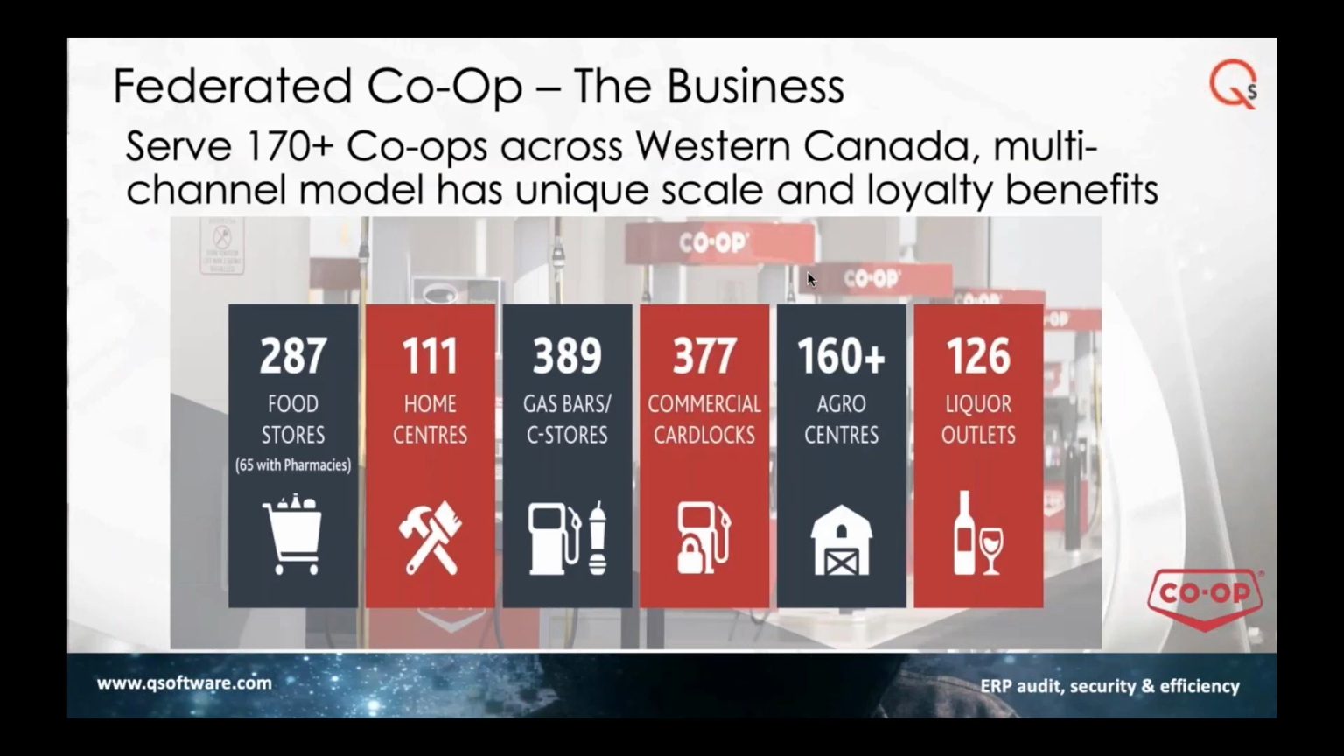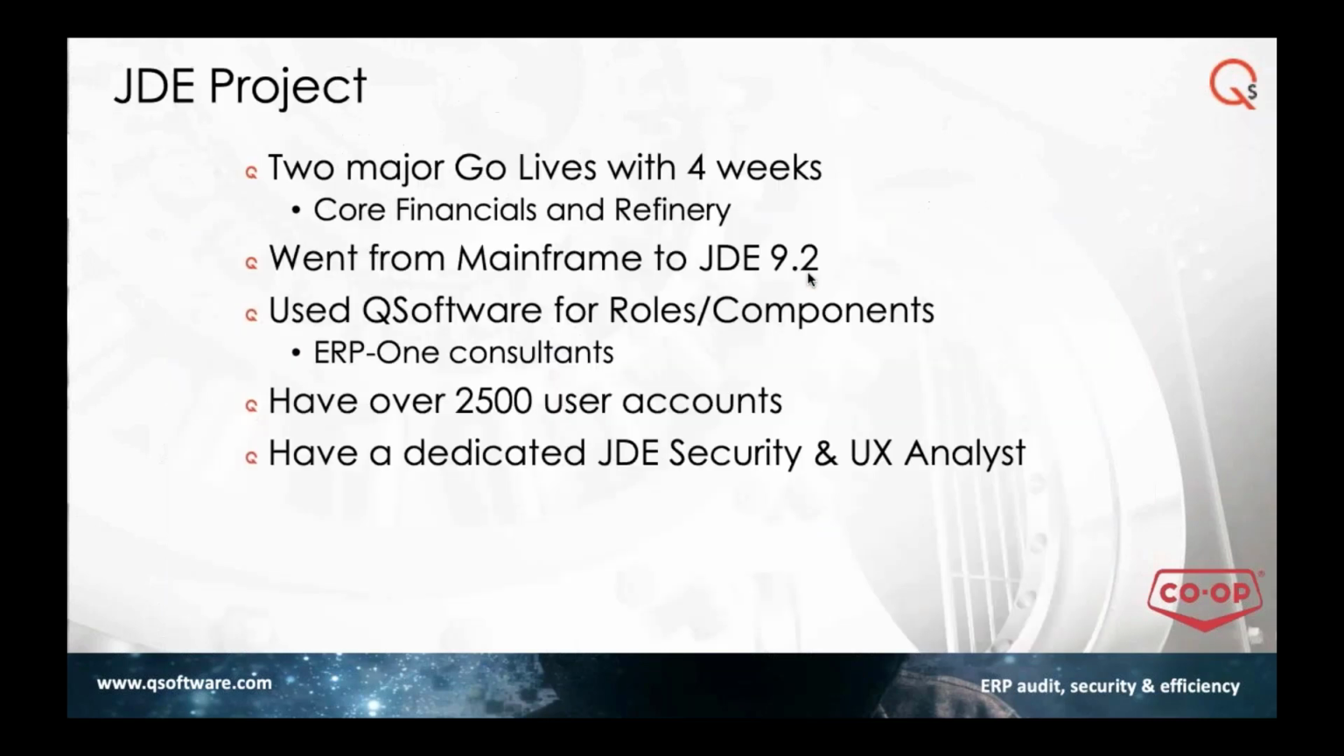Like I said, we're in a lot of different industries here. We have close to 300 food stores themselves. We have some home and agro centers, or home centers, where you can buy wood, lumber, all that kind of stuff. We have close to 400 gas bars and C-stores where you can buy gas. We have a huge refinery down in Regina that produces a lot of that gas. We have some commercial card locks as well, some agro stores where you can buy fertilizer, supporting the farmers when they need fertilizer or feed. We also have several hundred liquor stores. So we're a very diverse company in Western Canada with many different product lines.